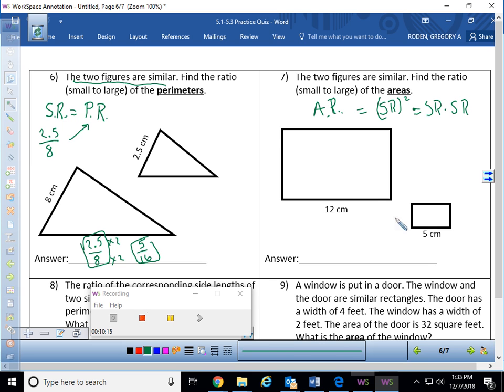Okay, so let's do small to large. So in this case, our SR is going to be 5/12, but AR is SR squared. So we're going to square this thing, or we're just going to multiply it by itself. Well, 5 times 5 is 25, and 12 times 12 is 144. And you're done. That is the area ratio. So I'll just say AR is equal to 25 over 144. Great.